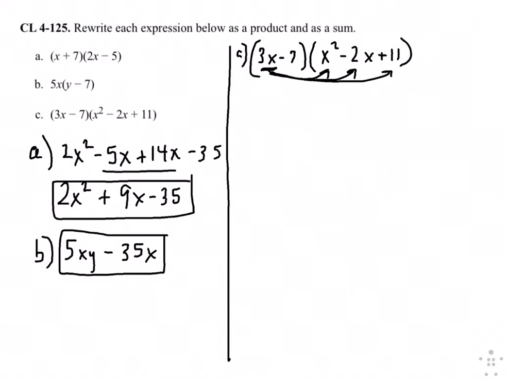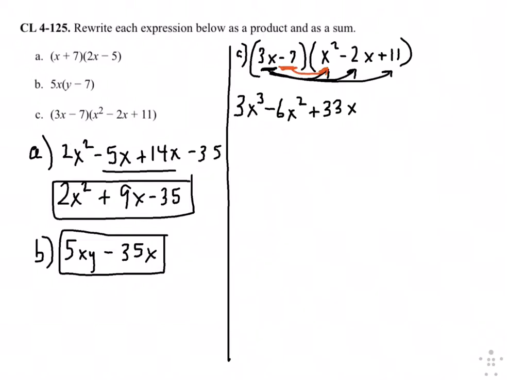So 3x times x squared is 3x to the third. 3x times negative 2x is minus 6x squared. And 3x times 11 is 33x. Now we have to take the negative 7, right?